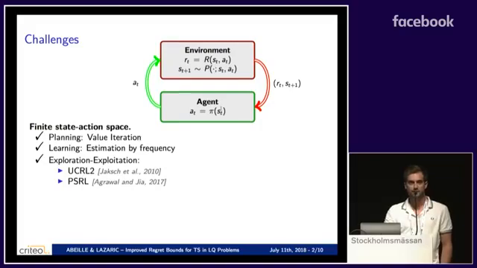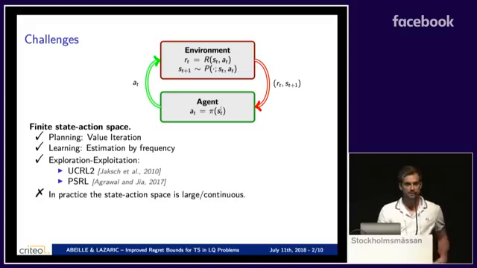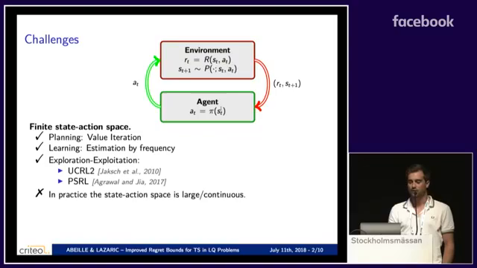Either relying on optimism, like UCRL in the previous talk, or on randomness, Thompson sampling in particular, and for both of those algorithms we have theoretical guarantees for the performance. So that's the good news. But the drawback is that in practice, in many situations, the state action space is very large, or even infinite if we have continuous variables. And thus the theoretical guarantees that we have become vacuous. So the main objective here is to go for continuous state and action, so continuous RL.